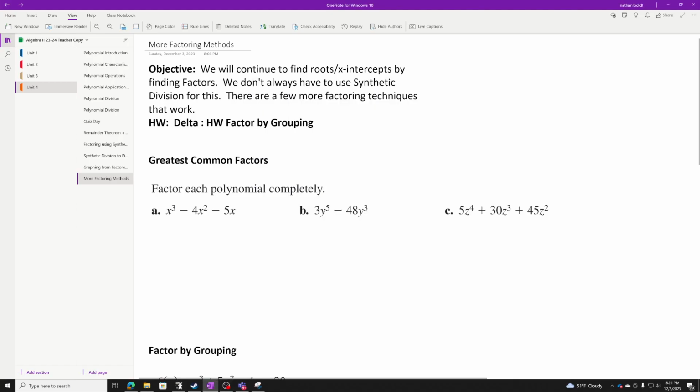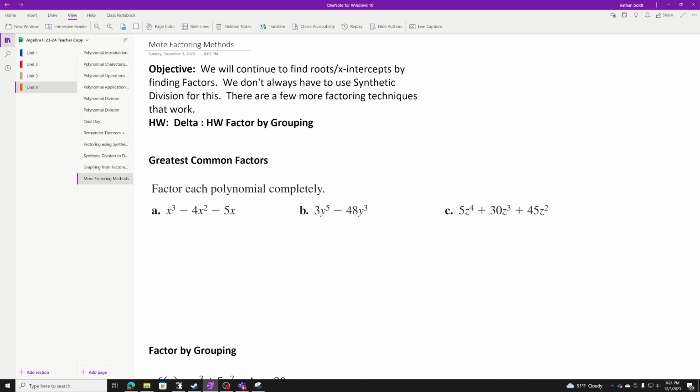Hello, Algebra 2. Got a couple more topics for us to look at before our final. Just a very few. Today, we're looking at more factoring methods. Oh, I know, back to factoring. But these are some important skills to solve similar problems to the ones we've been doing without synthetic division.